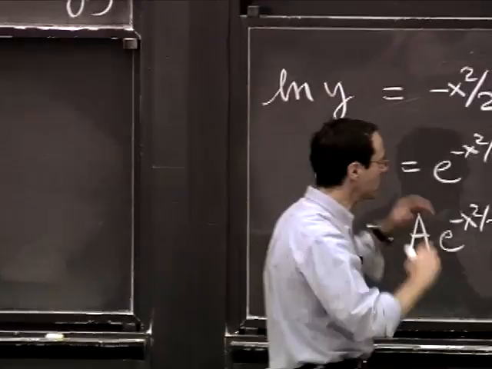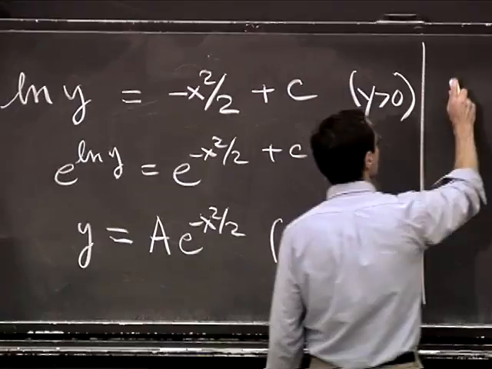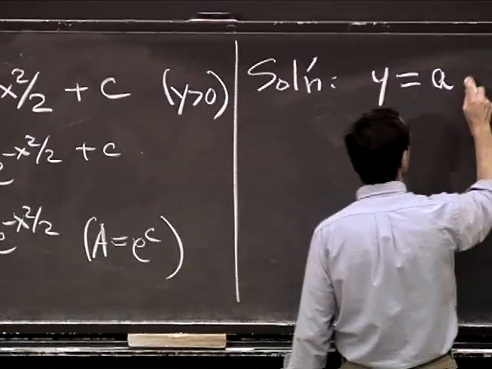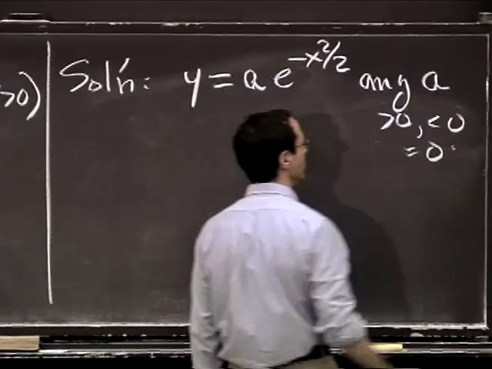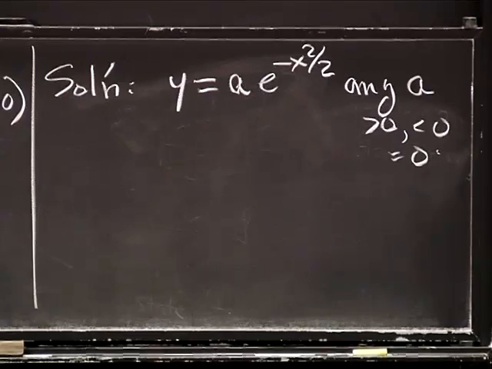Really, the solution is y is equal to any multiple of e to the minus x squared over 2, any constant a. A positive, negative, or zero. Any constant will do. And we should double check that to make sure.